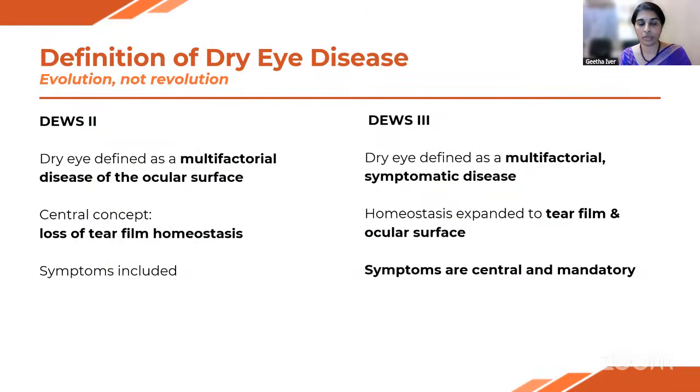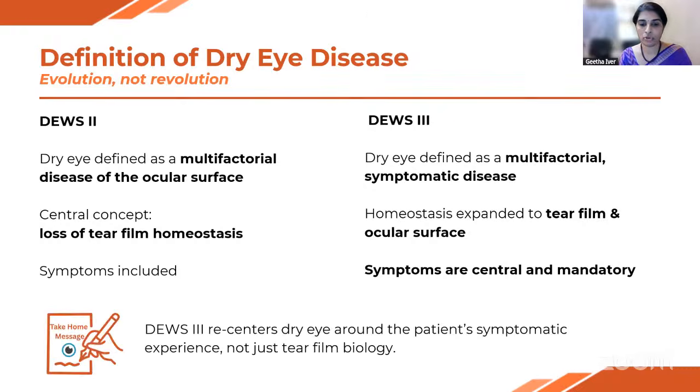When you look at the difference in the definition between DUCE-2 and DUCE-3, DUCE-2 defined dry eye as a multifactorial disease of the ocular surface. DUCE-3 defines dry eye as a multifactorial symptomatic disease where homeostasis has been expanded to include the ocular surface, in addition to the loss of tear film homeostasis in comparison to DUCE-2. Symptoms were mandatory in both DUCE-2 and DUCE-3. DUCE-3 recenters dry eye around the patient's symptomatic experience and not just the tear film biology.